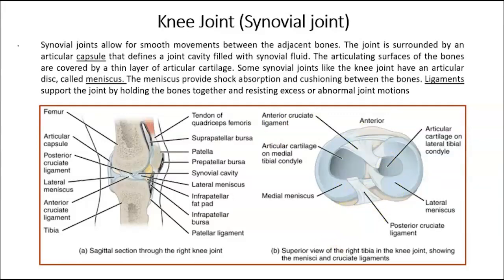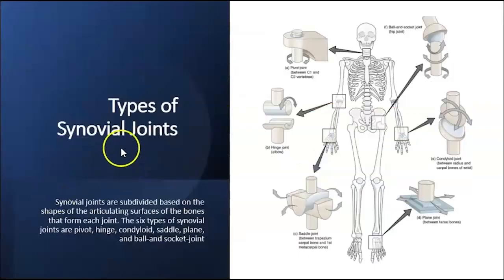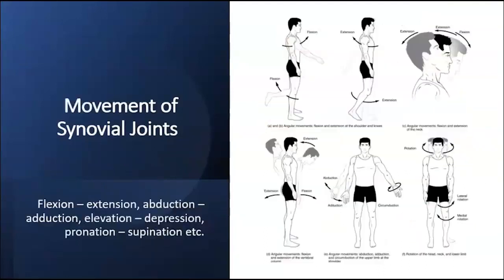So if we keep scrolling down, what types of synovial joints do we have? Ball and socket, pivot joint, saddle, hinge, plane joint, condylar joint. And what do you achieve with these joints? Different types of movements.